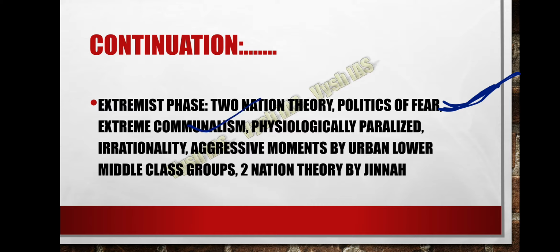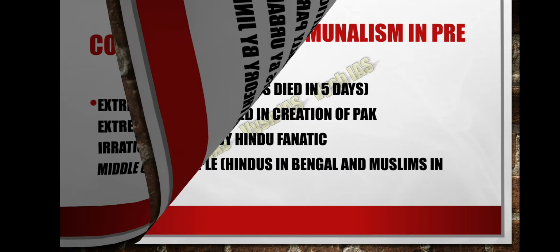In this phase, we have seen the extreme form of communalism. They were psychologically paralyzed. There is a large form of irrationality, illogicalness, and all. So aggressive movements were started by urban lower middle class groups. So these are the things which happened in the extremist phase.